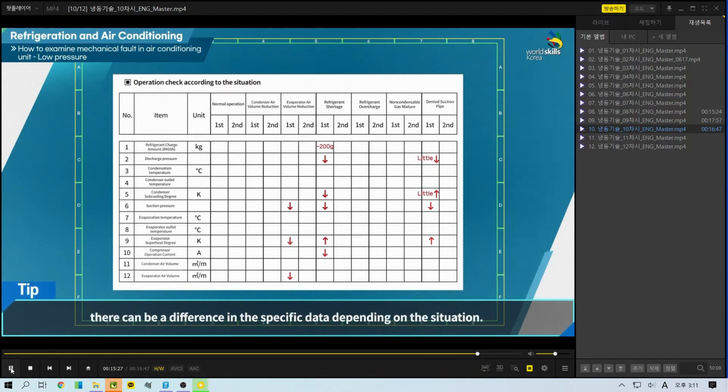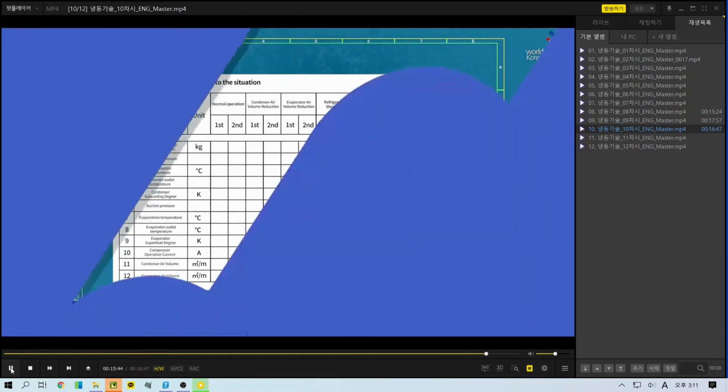Even if the suction pressure is low, there can be a difference in the specific data depending on the situation. In order to quickly find the fault and its reason, it is necessary to understand the problems that occur according to situations and to be trained repeatedly by comparing the difference in the measured data.